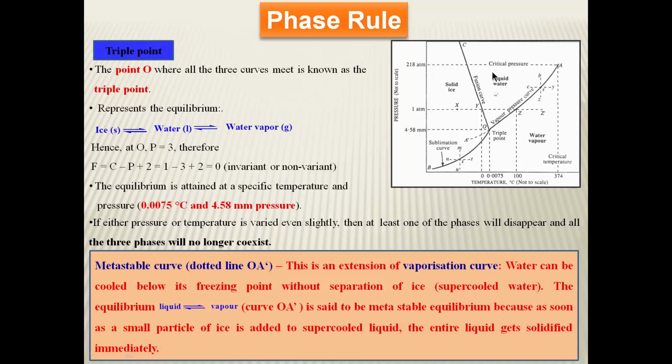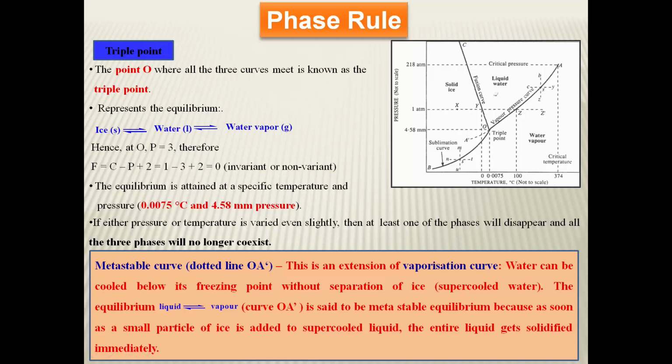Now, as is clear from the phase diagram, the vapor pressure curve has an extension as OA prime. This dotted line OA prime is the extension of the vaporization curve, and this is known as the metastable curve. Why is this known as the metastable curve and what is it representing?